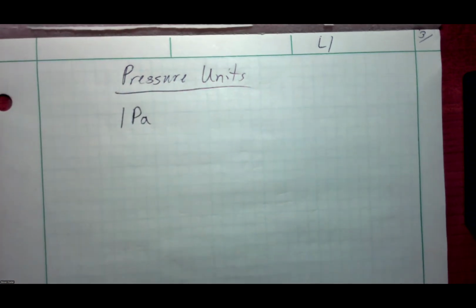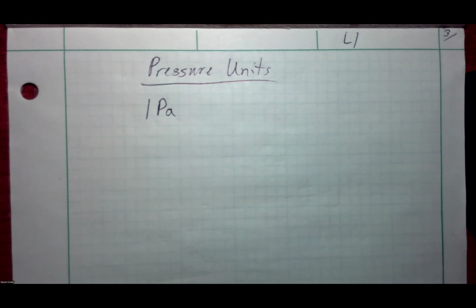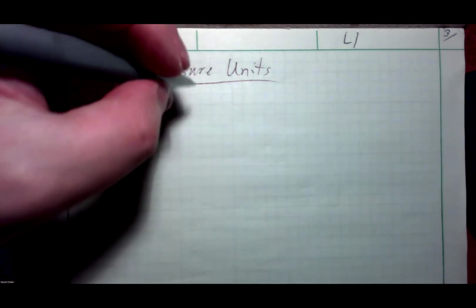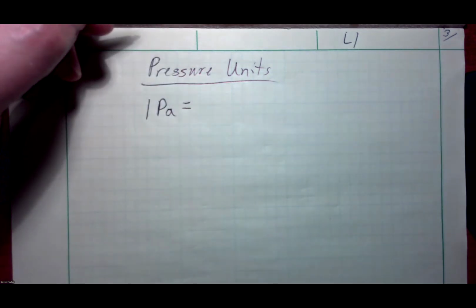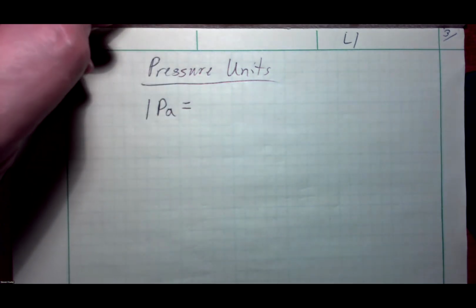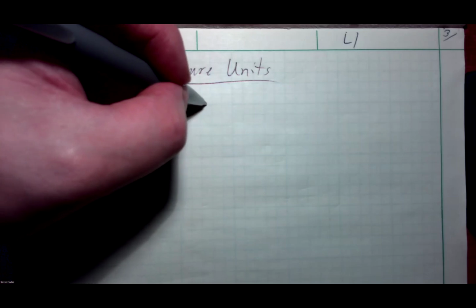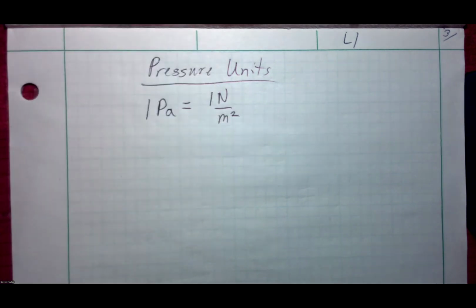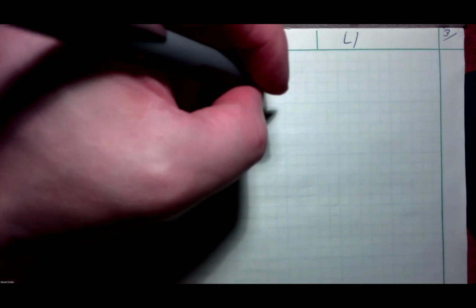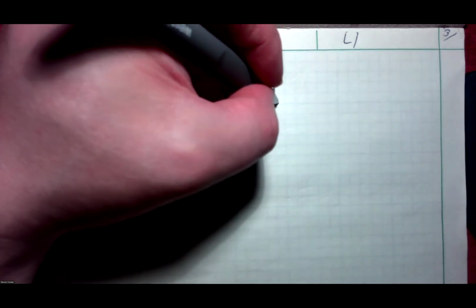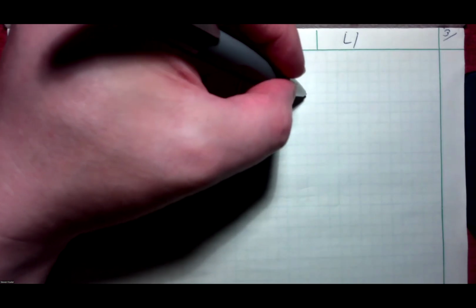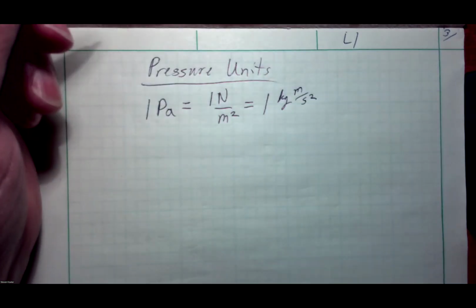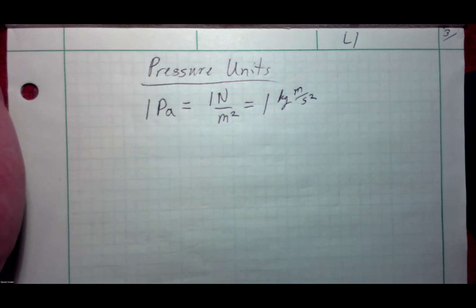1 Pascal, named for a scientist named Pascal. I don't know much about Pascal. I know some about some of the other scientists. The Pascal is the unit of pressure in the SI system. This is force per unit area, so it is 1 Newton per meter squared, the unit of force divided by an appropriate unit of area. Now, you can further break that down. You can always break that Newton down into its base units of kilograms meters per second squared. A Newton is force, and force is mass times acceleration.